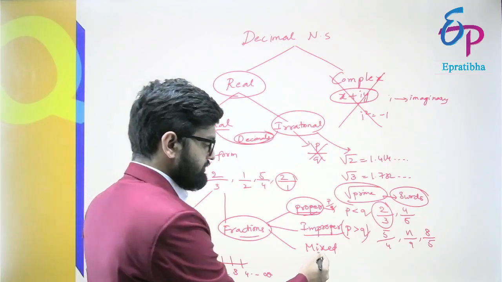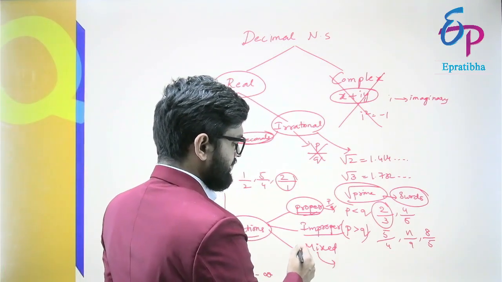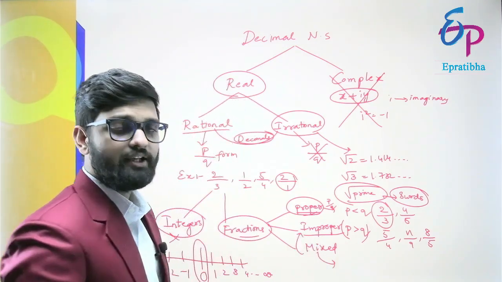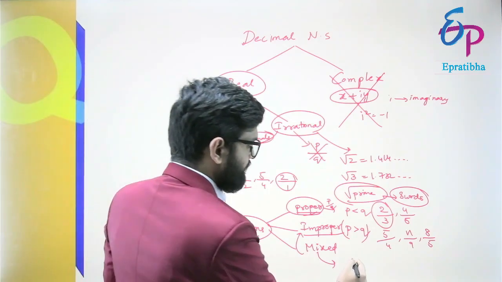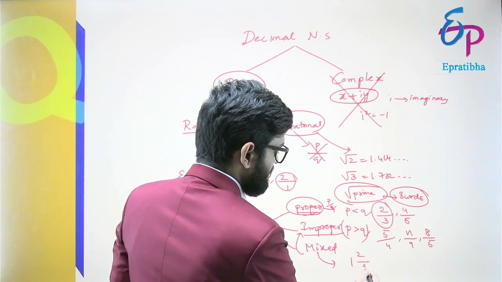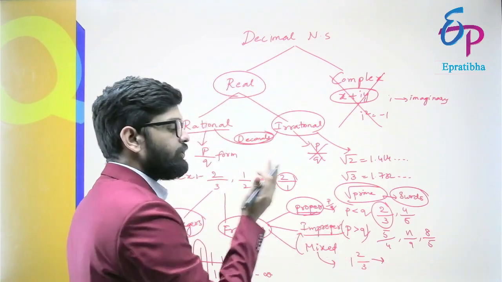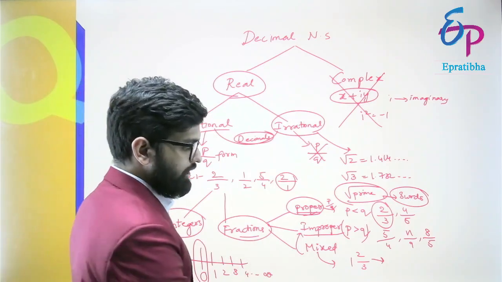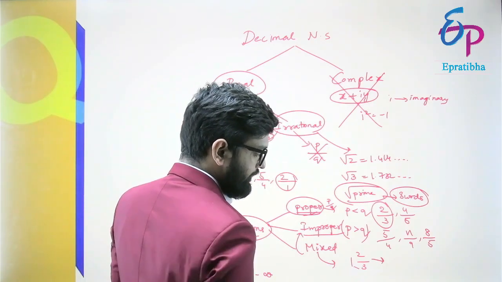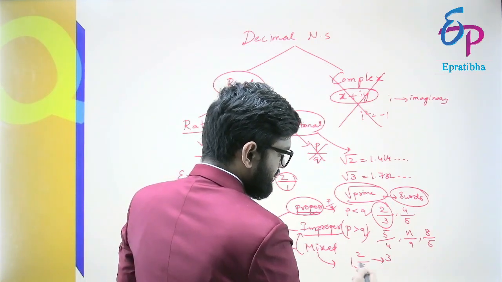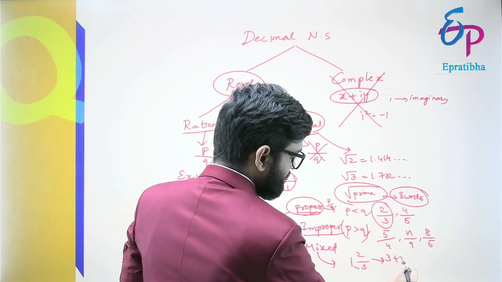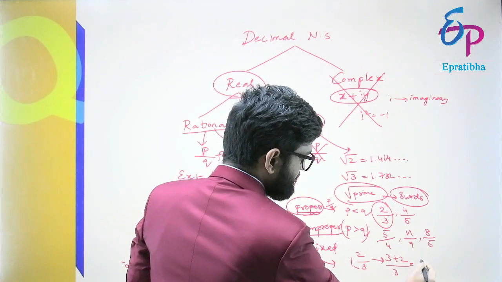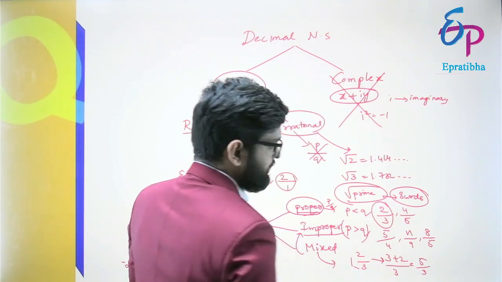The last one is mixed fraction. A mixed fraction you can convert to an improper fraction as well. I think you might have heard this as well. If you take 1 2 by 3, how can you convert this into an improper fraction? You have to multiply these two numbers. What is 1 into 3? It is 3. And what is 3 plus 2? That is 5 by 3.